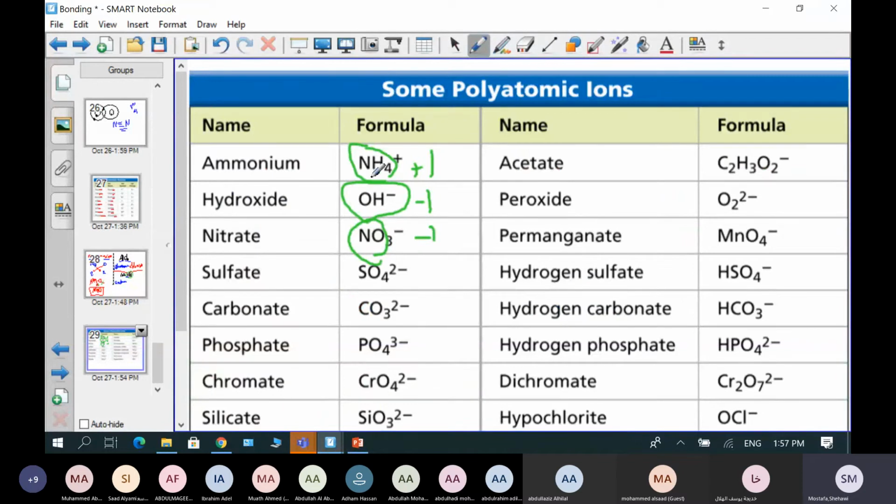You have to save the name of it. So you have to save the formula and the charge and the name of each one of them. You have a lot of tables to save them here. Okay, guys? Again, you will save the formula, the charge for each one, and the name, how it's written. Hydroxide.